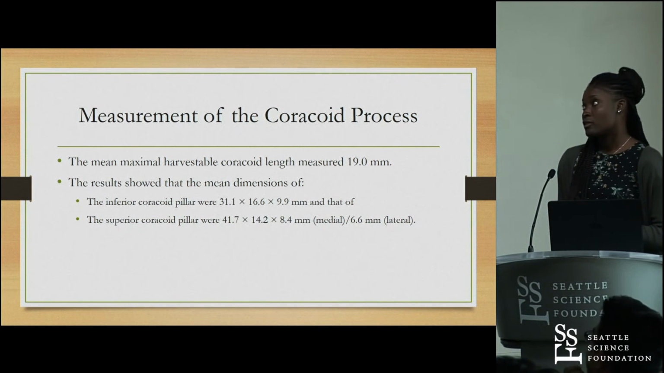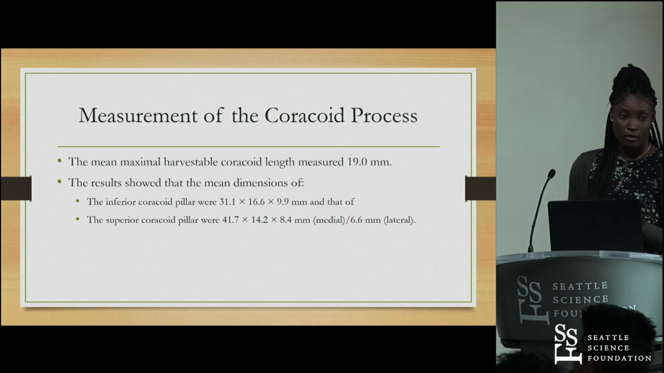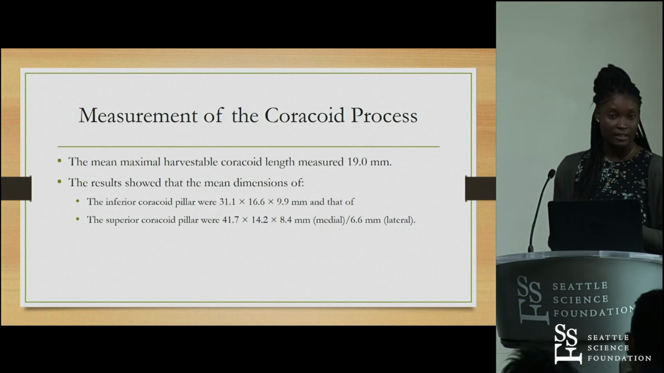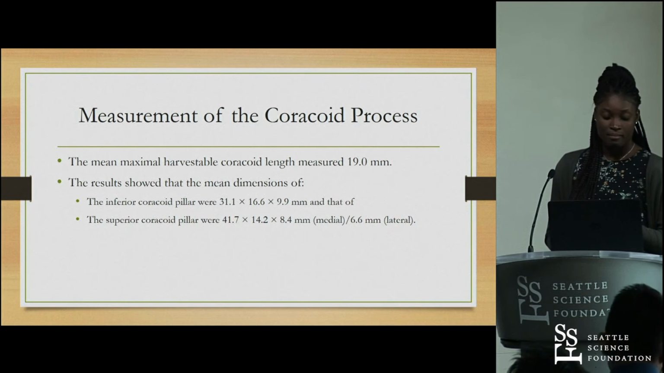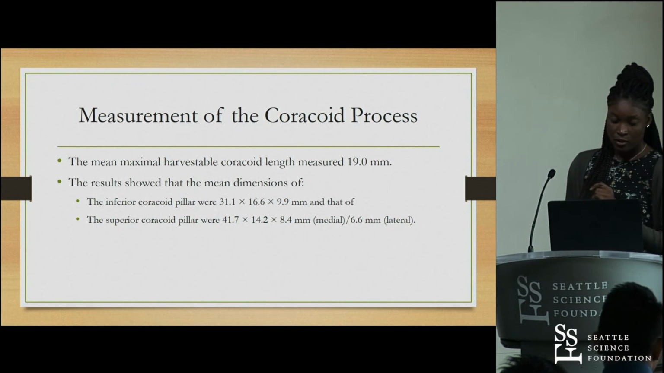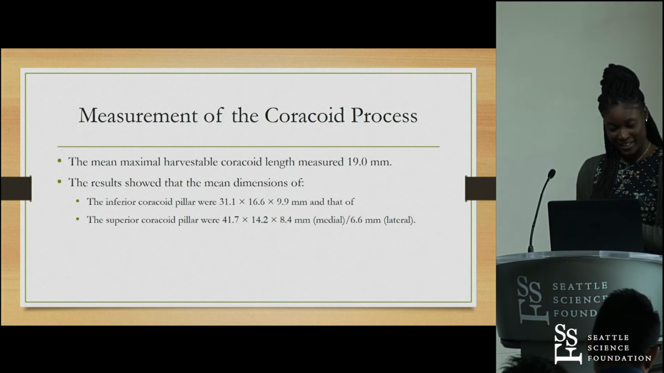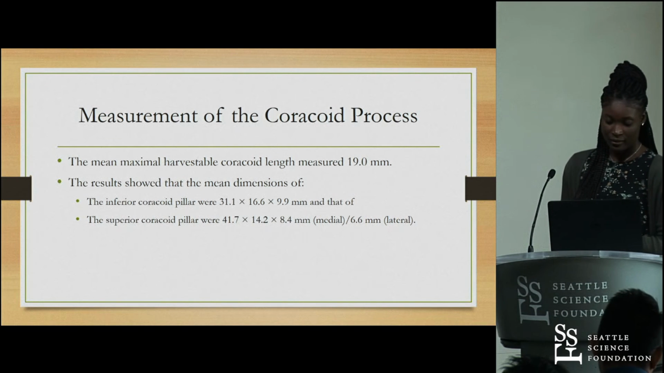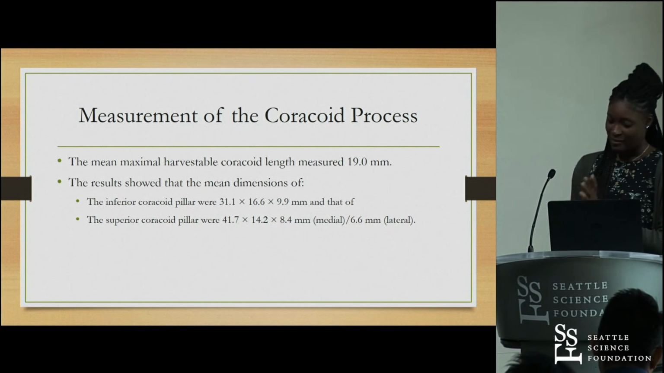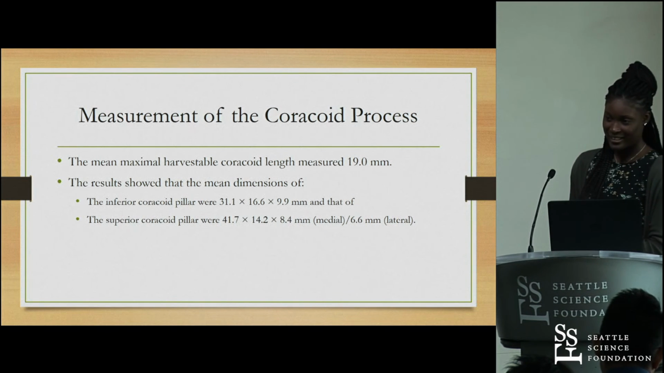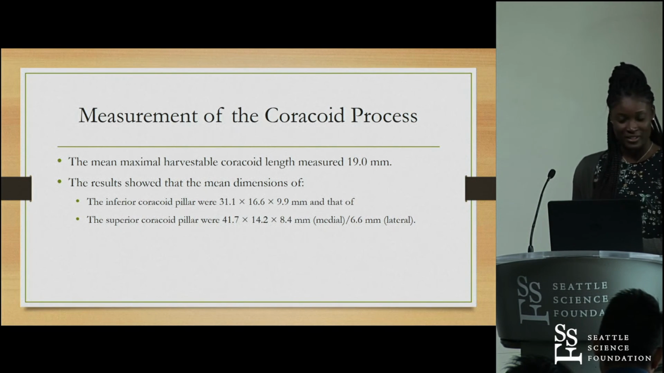The measurement of the coracoid process was also relevant for our research. The mean maximal harvestable coracoid length was found to be 19 millimeters, and the inferior coracoid pillar was found to be 31.1 by 16.6 by 9.9 millimeters, while the superior coracoid pillar was 41.7 by 14.2 by 8.4 millimeters medially and 6.6 millimeters laterally.